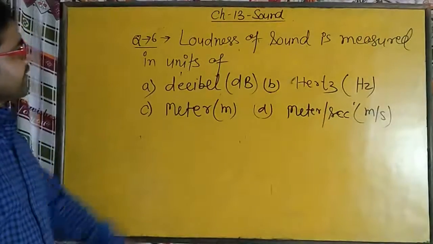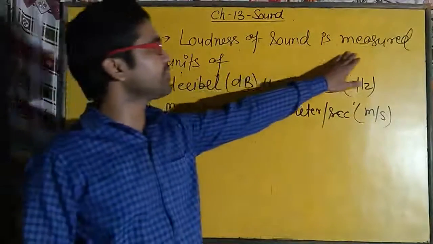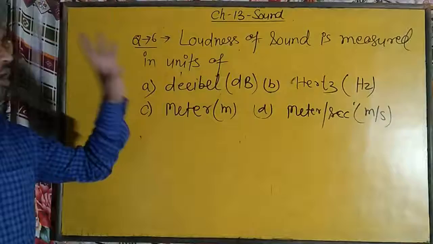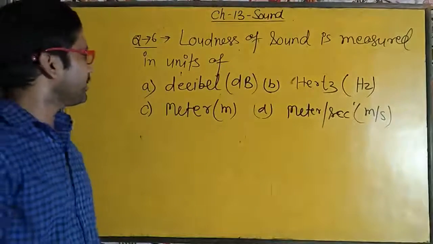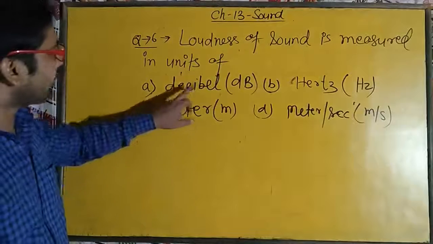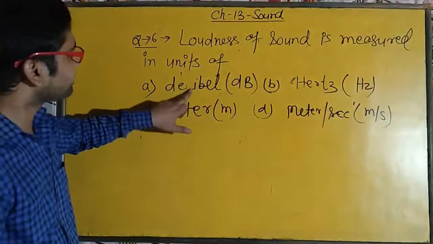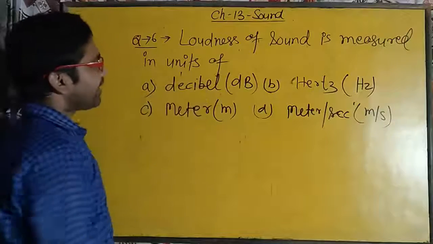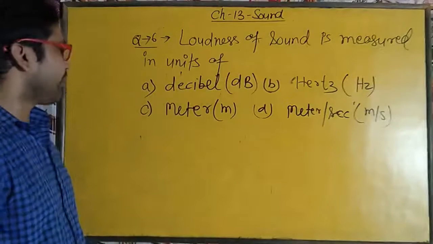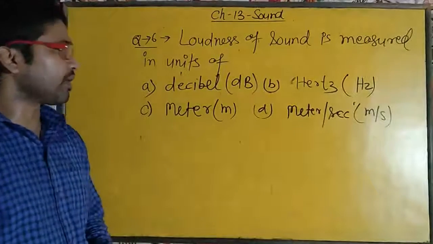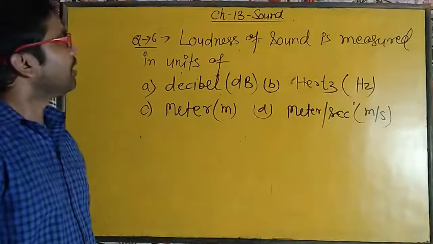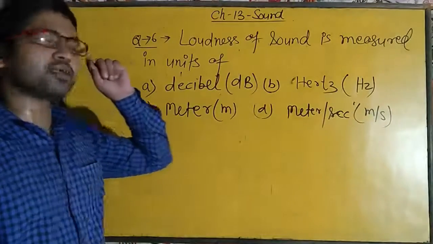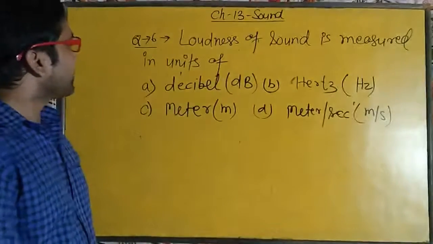So the question is, loudness of sound is measured in units of. This is the question, and options are given here. First option is decibel, then hertz, then meter, and meter per second. So I am sure that most of you have solved this question by yourself, and you have completed.